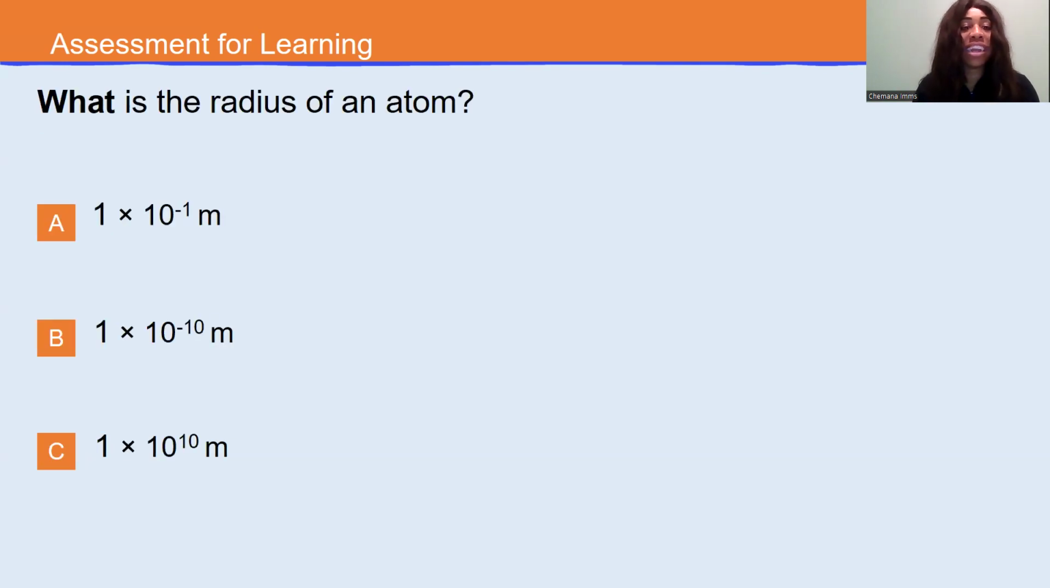Okay, what is the radius of an atom? Now, we covered this right at the beginning, so you're more than welcome to pause the video and go back and have a look at the couple of slides if you have forgotten. Okay, and the answer is B. It is 1 times 10 to the power -10 meters.